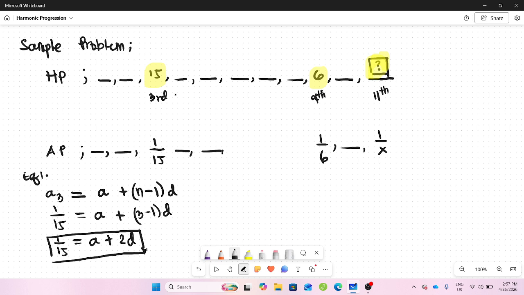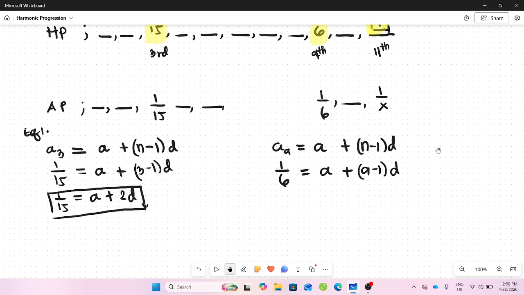Let's proceed here. A6 is actually the ninth term, so A9 is A plus n minus 1 times D. So this is going to be 1/6 equals A is unknown, plus we have here 9 minus 1 times D. So this becomes 1/6 equals A plus 8D. So let's say this is gonna be our equation 2.